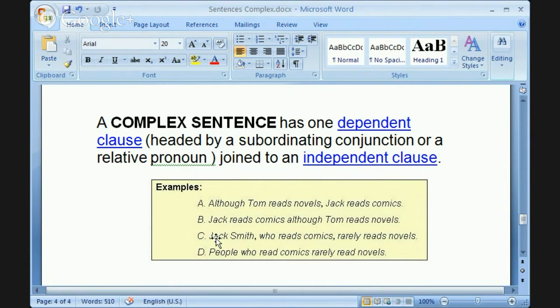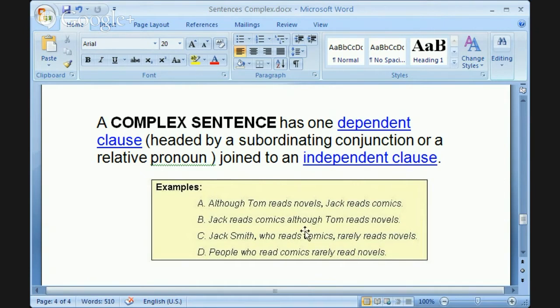Now, please note, in example B: Jack reads comics, although Tom reads novels. I can reverse these two clauses. The dependent and independent clause can go in either order. It makes absolutely no difference and changes nothing except in writing.